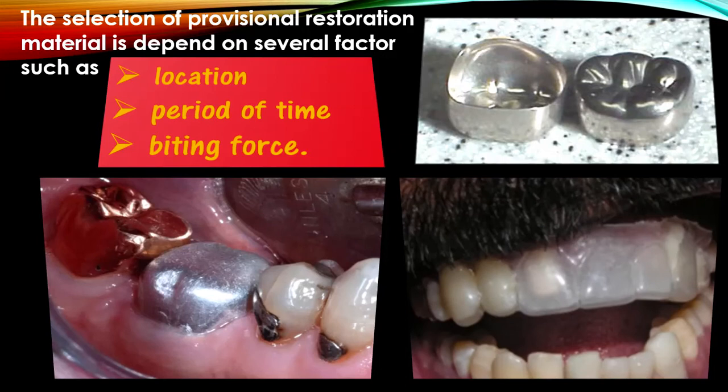Selection of provisional restoration depends on several factors. It depends on the location of the tooth, whether anterior or posterior, the period of time you are going to leave it, and the biting force. The biting force determines the type of temporary interim restoration you are going to use. These three factors you must keep in mind when you select the type of material you should use to fabricate the interim restoration.